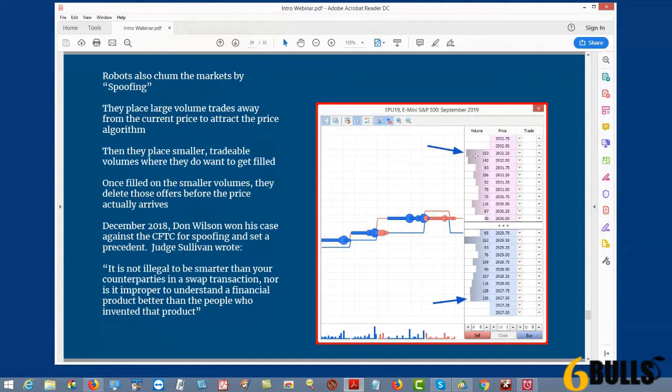Well, you would say, gee, that sounds pretty unethical. That sounds pretty illegal. Well, here's the deal. In December of 2018, there was a man who was charged by the CFTC. The CFTC is the controlling entity that controls trading of futures. And they charged this man with spoofing for doing this.